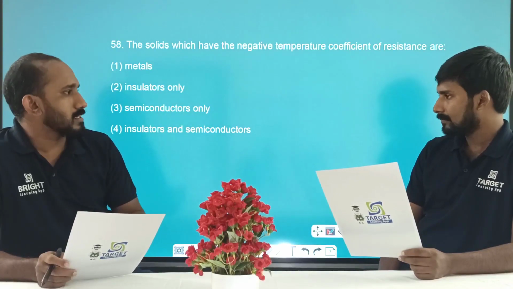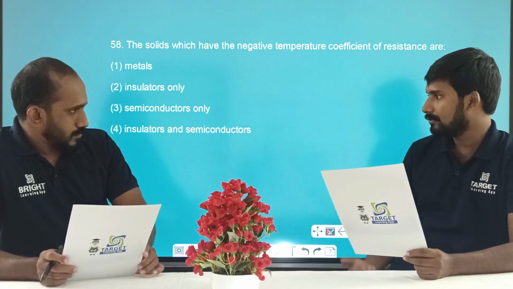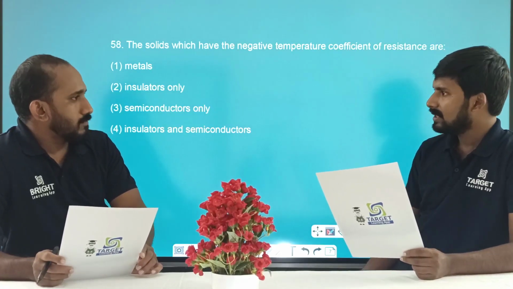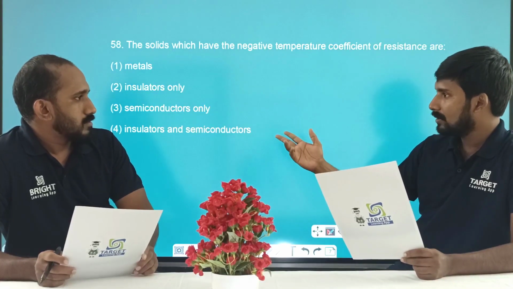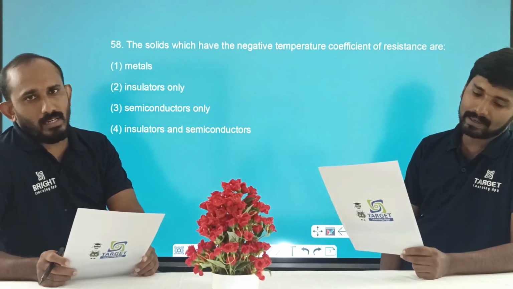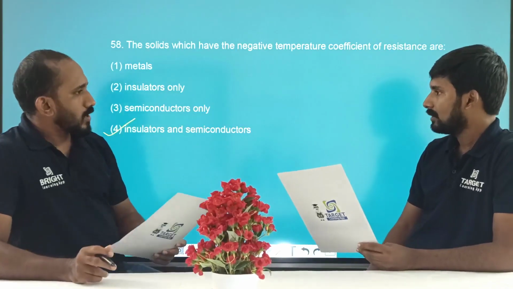Even if it is a slight decrease, it will be a negative temperature coefficient. Semiconductors have a larger value for negative temperature coefficient, and insulators also have a small value, but it's also negative. So we can choose the 4th option. Both insulators and semiconductors have the negative temperature coefficient, so we can log option 4.